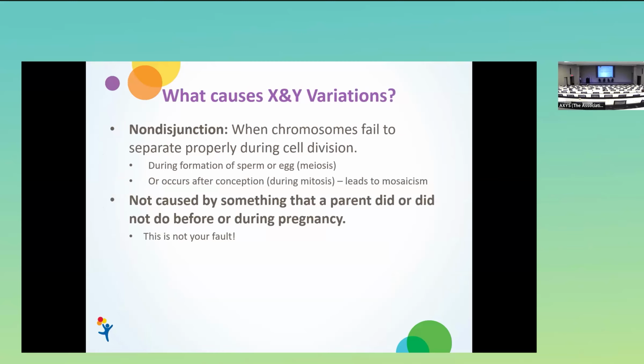About what exactly causes X and Y variations. To put it simply, X and Y variations are caused by something called chromosomal non-disjunction. And this is when chromosomes fail to separate properly during cell division.